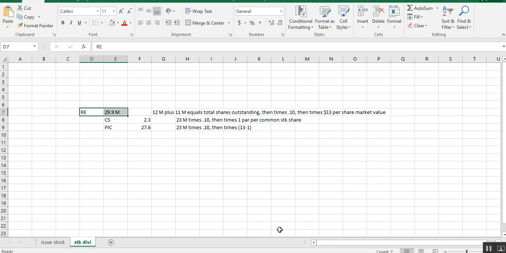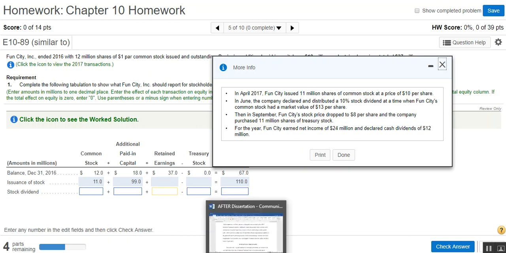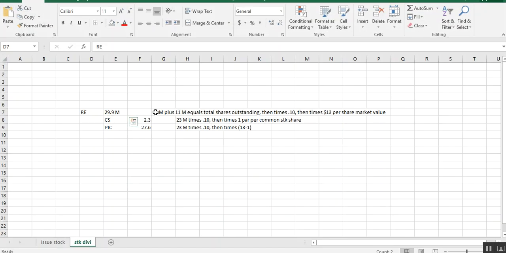Be careful. A common mistake in this problem is you forget. You look at the common stock shares outstanding and you just look at 12 million and you go, that's how much is outstanding. Remember that here you issued another 11 million. Right there, see 11 million? 11 times the $1 par. So you actually have more outstanding than just the 12. You've actually got outstanding the 23. So the 23 times the 10% stock dividend percentage times 13 is how much retained earnings is going to go down.